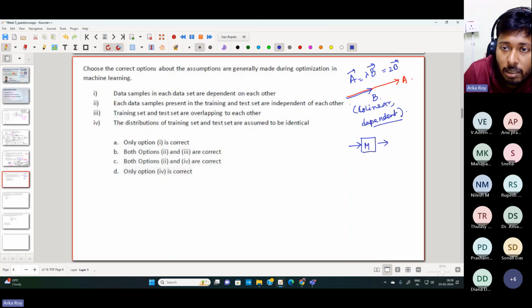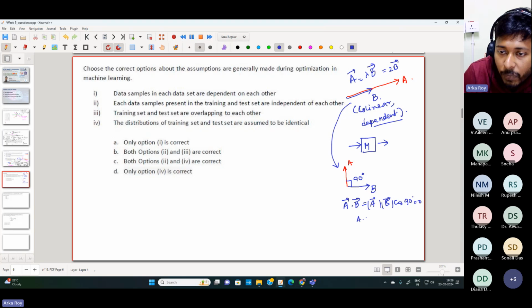However, if the case was like this, let us consider your A vector is like this, and let's say this is B. Let us consider the angle between these two is perpendicular, 90 degrees. That means orthogonal to each other. So if I take A dot B, it would be mod A mod B cos 90, that means 0. So whenever the dot product between two vectors is 0, that means they are orthogonal and they are independent of each other.